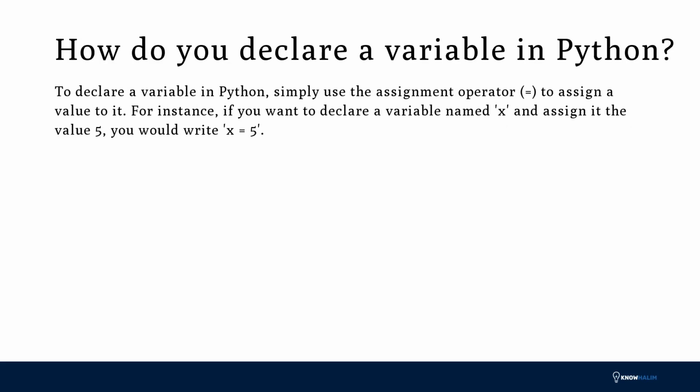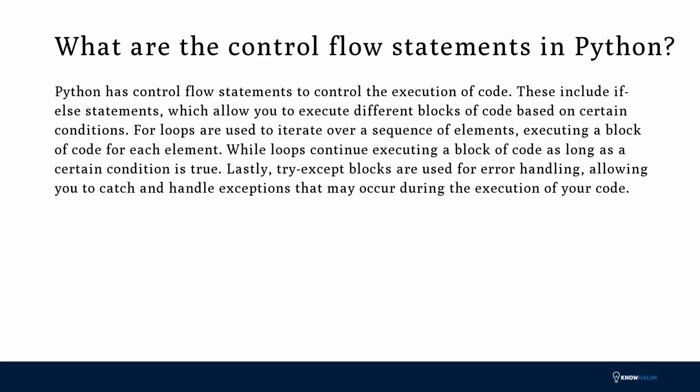How do you declare a variable in Python? To declare a variable in Python, simply use the assignment operator, =, to assign a value to it. For instance, if you want to declare a variable named x and assign it the value 5, you would write x = 5.